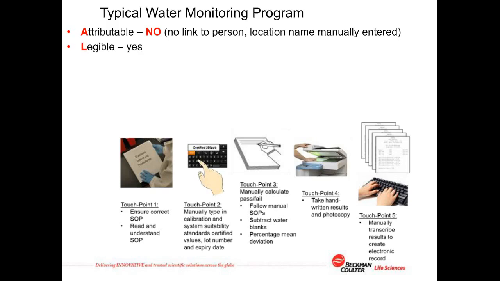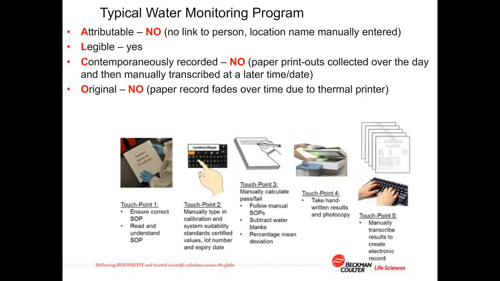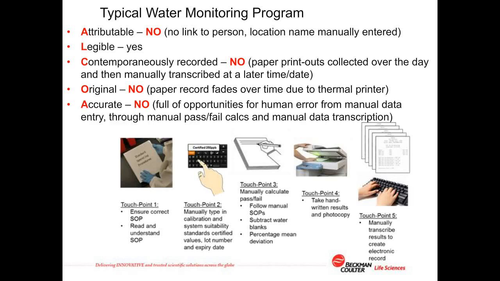Manual, handwritten pass-fail calculations may not be legible, and electronic records are certainly not contemporaneously created through this manual process. There is a great risk that the accuracy may be impacted as values for certified standards are manually typed in, both for calibration and system suitability, inviting human error and mistyping. And pass-fail reports have to be manually calculated. And finally, the electronic record itself is created by manually transcribing the results into the system.